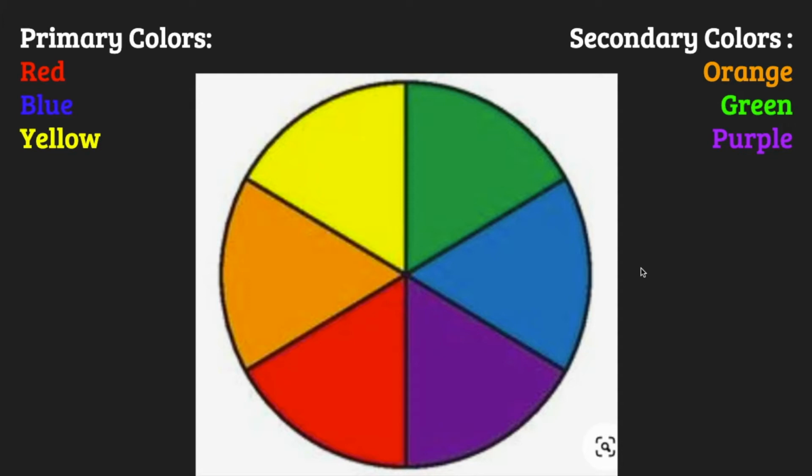If you said that you mix yellow and red to get orange, ding, ding, ding, you got it. In order to get green, we mix our blue and our yellow. And in order to get purple, we mix our red and our blue, which means that to get orange, to get green, and to get purple, we have to mix our primary colors. Isn't that neat?